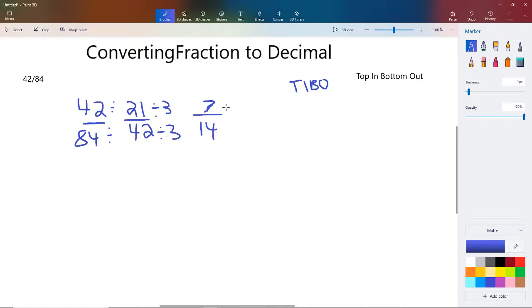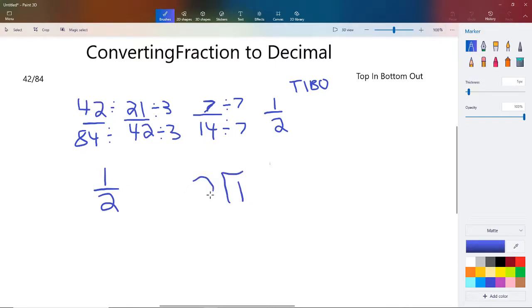Okay. And some might stop here, but I see this can be simplified even more. Getting a lot of practice on that simplification. 7 can go into both of these numbers evenly. So 7 divided by 7 is 1. 14 divided by 7 is 2. Cool. So now we simplified 42 over 84 all the way down to 1/2. We can't simplify that any further. So now I need to use TIBO on this number. It's a lot easier to use TIBO on this fraction than this fraction, just because the numbers are smaller. Even though these are the same values, they're equivalent, it's easier to do it on this one.